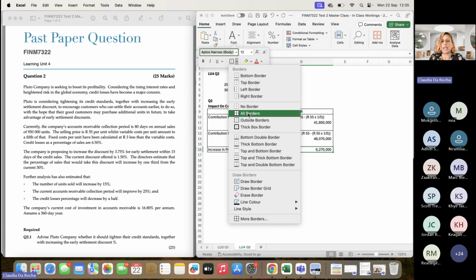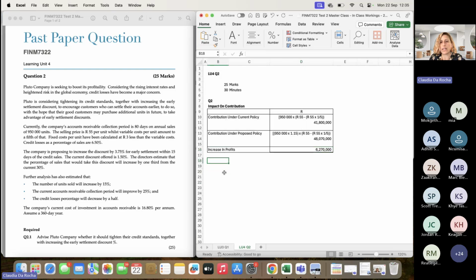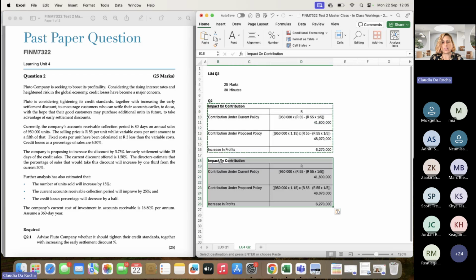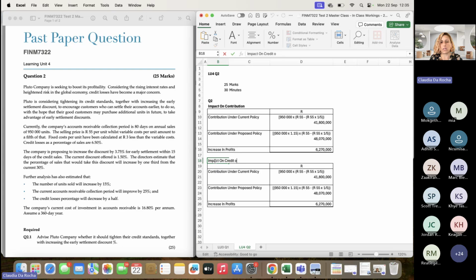All right, let's move on to the next part. So we've had impact on contribution, number 1. The next one is the impact on credit losses. I'm just going to paste over this format. Okay, so impact on credit losses.